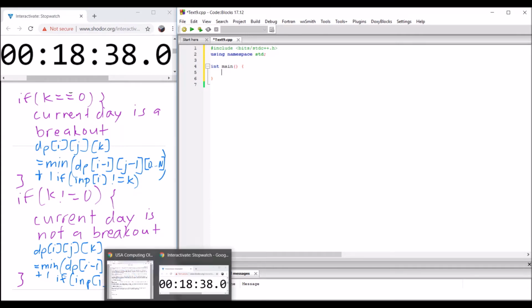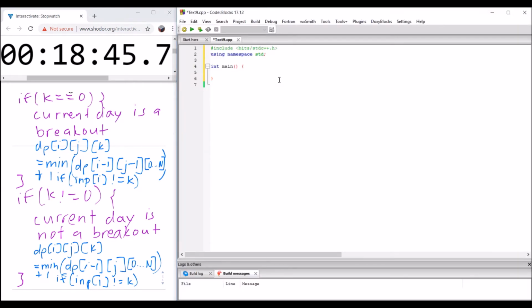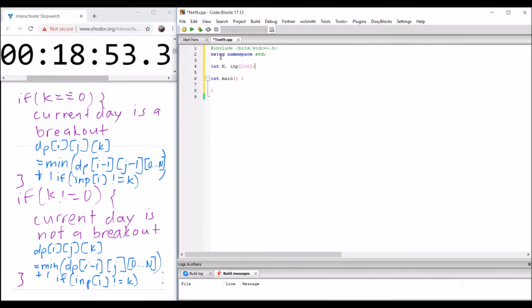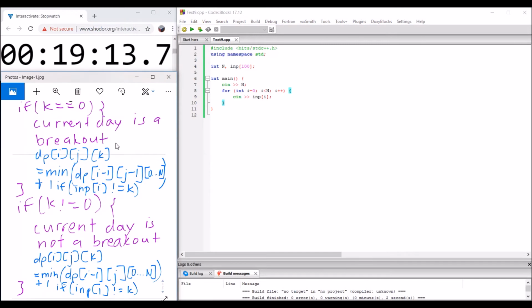Okay, so let's look at the problem statement here. The input is formatted in, we're given the integer n, and we're given all our input after that. So we'll have our int n, and we'll have our input, up to 100 of them. Let's read that in. Okay, build that. So far so good. Yeah, okay, cool. So the next thing we need to do is, I have the DP on the left here.